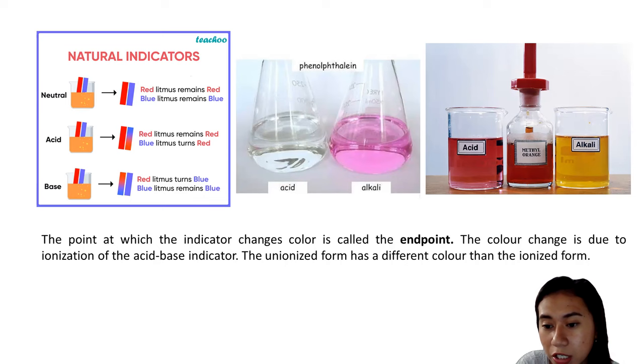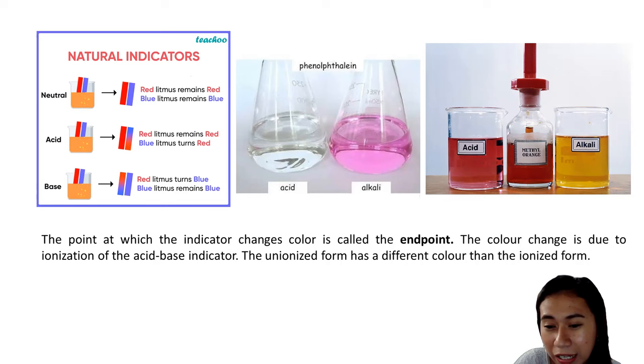Okay? Now, we have also the methyl orange. It is naturally orange and it becomes red once it is in an acidic solution. And yellow naman kapag alkali or yung base na substance. Alright? Now, remember this. The point at which the indicator changes color is called the end point. Lalong-lalo na nung sa acid-base titration natin. Siguro naman meron na tayo, 'di ba? Meron tayong mga laboratory at school. So I hope nakapag-experiment kayo ng titration, no?